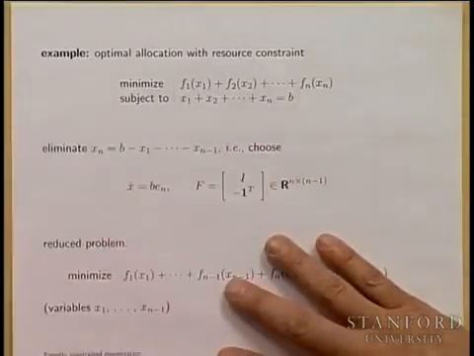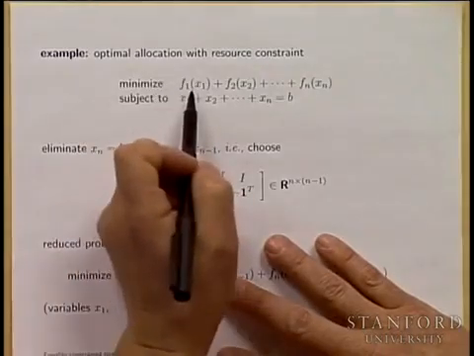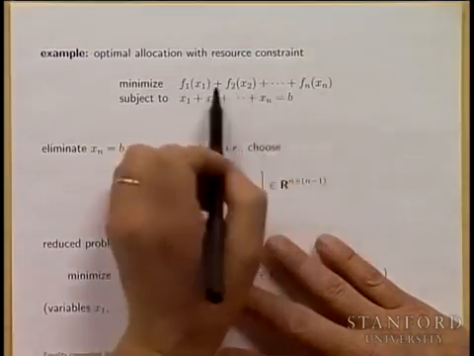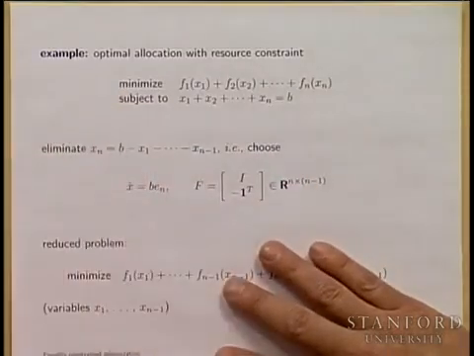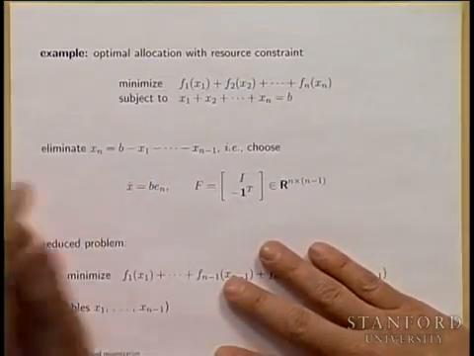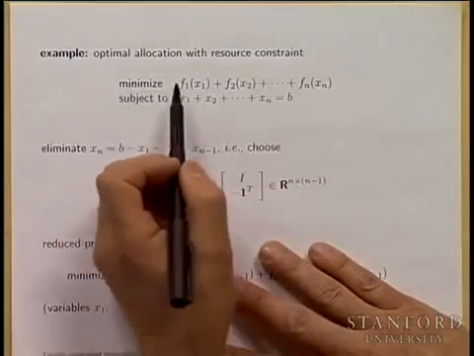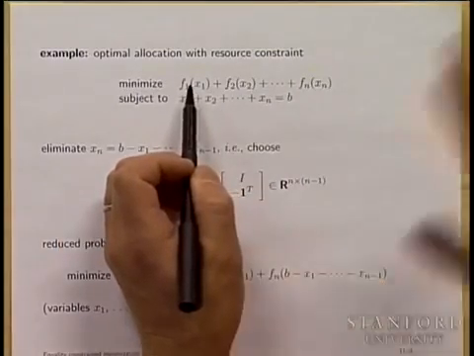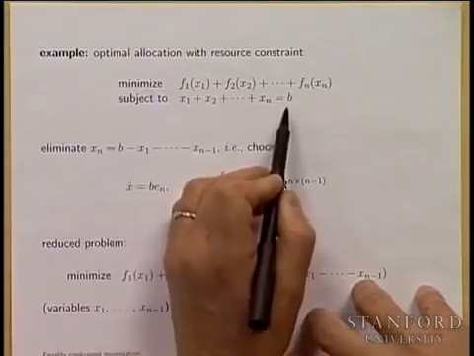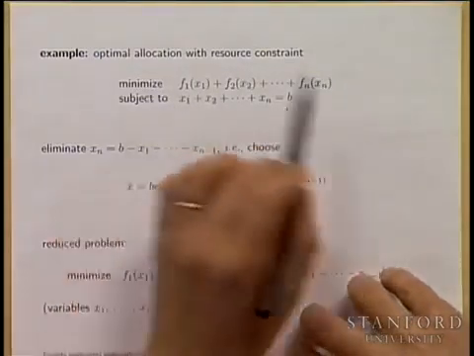But the costs are separate. So I want to minimize f1 of x1 plus f2 of x2 and so on. Each person has a different cost function. Some care about getting a lot, some care less. And I want an allocation that minimizes the total irritation or cost across the population while respecting my resource constraint. So that's this problem here.